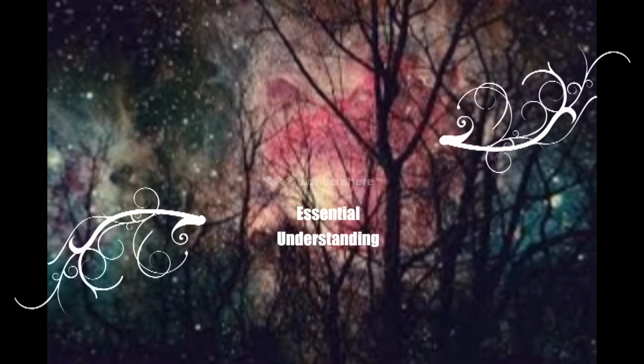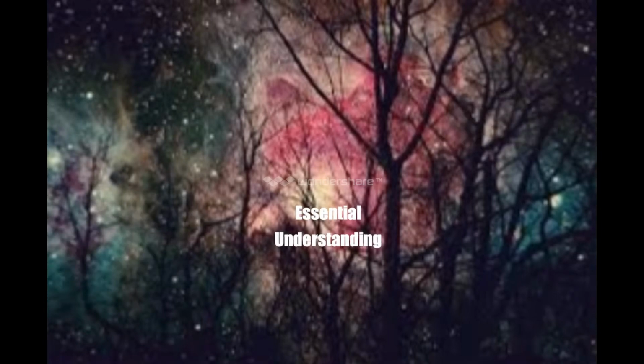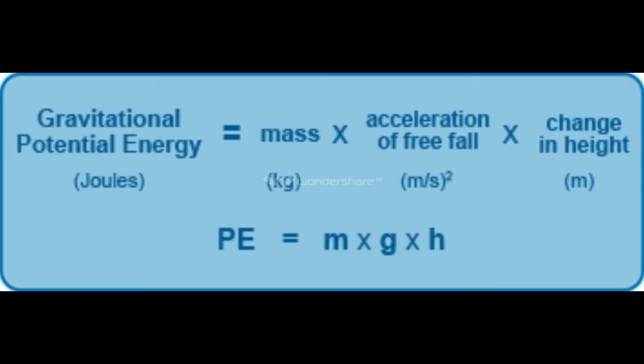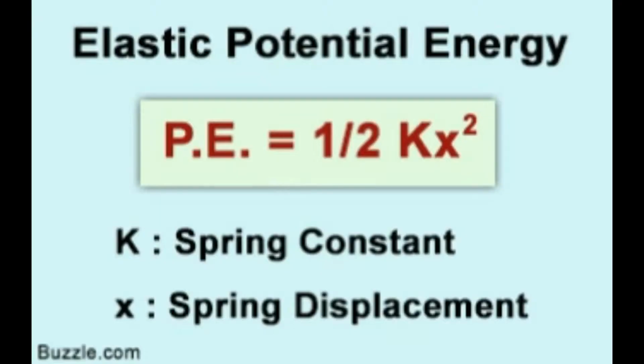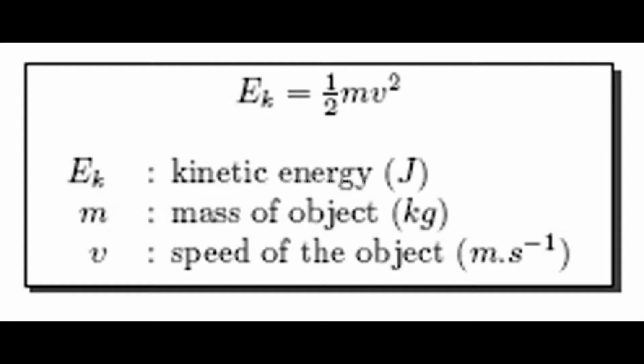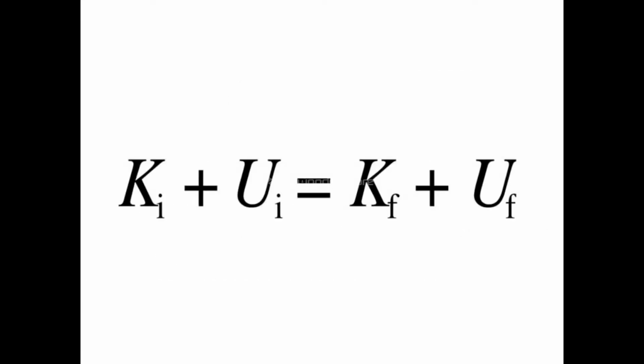Essential understanding. Using all these formulas, we can tell that the formula would look like this. Initial 1 over 2 mv squared plus 1 over 2 kx squared plus mgh is equal to final 1 over 2 mv squared plus 1 over 2 kx squared plus mgh.